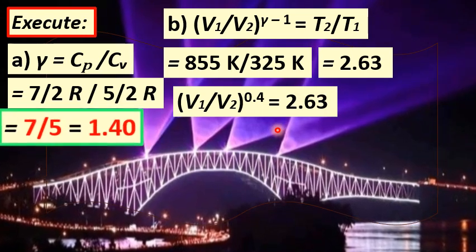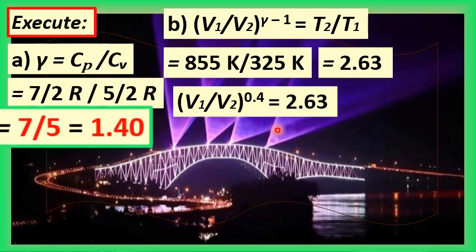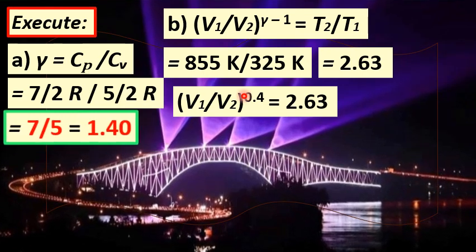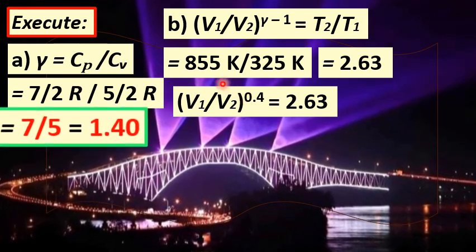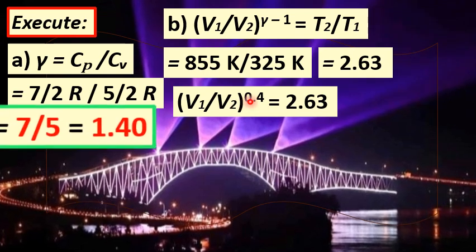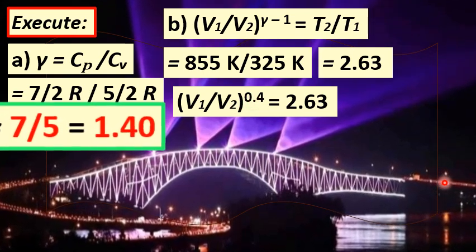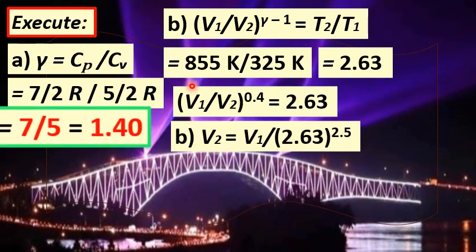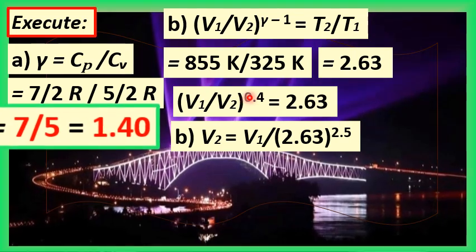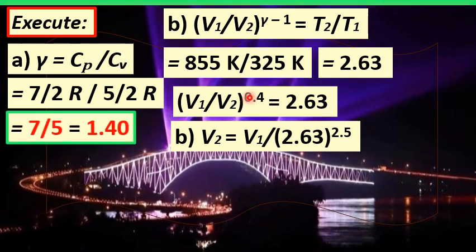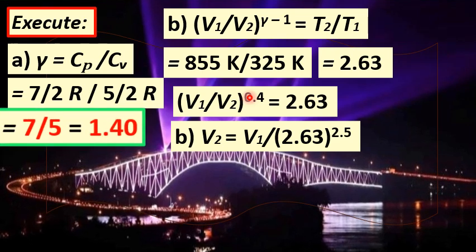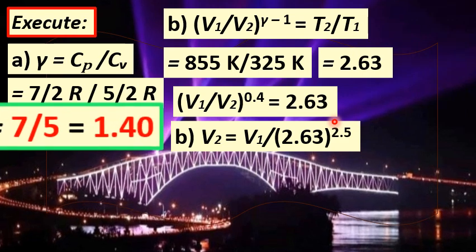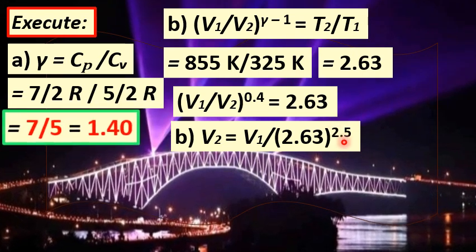also raise the whole thing, including 2.63, to the power equal to the reciprocal of 0.4, which is 2.5, because 0.4 is the same as 4 over 10 or 2 over 5, and the inverse of 2 over 5, of course, is 5 over 2, which is 2.5.